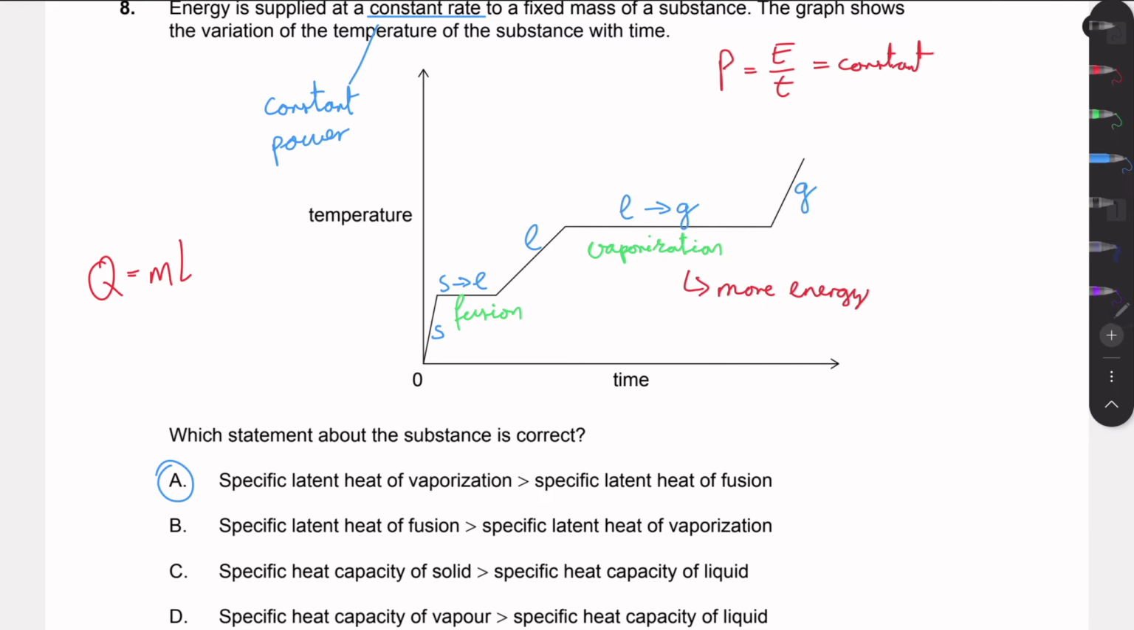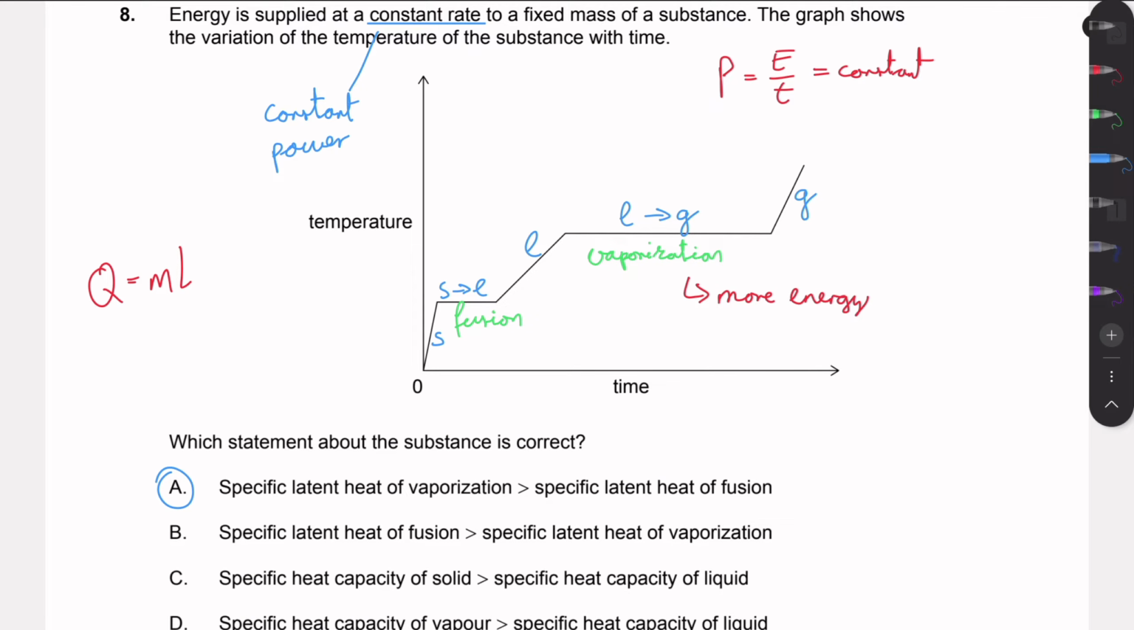As then we need for the same mass larger energy. That's only possible with a larger L. So that's why the answer is going to be A, but we can still discuss why the others are incorrect. Well, there will be just the exact opposite, so that's clearly not correct.